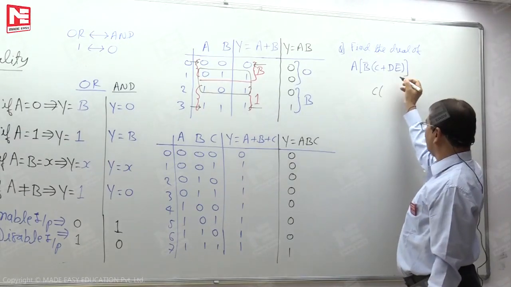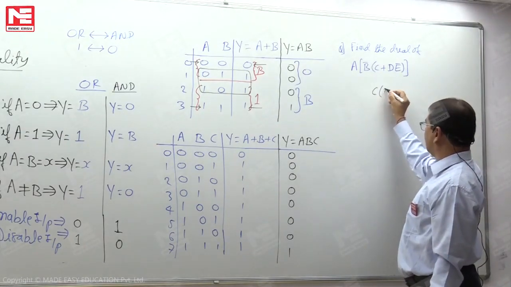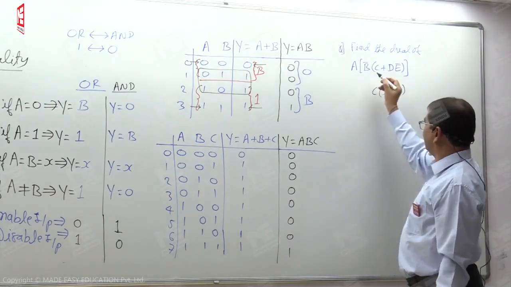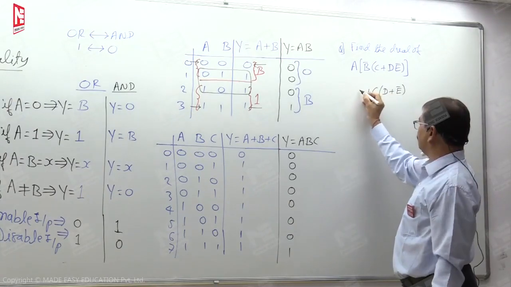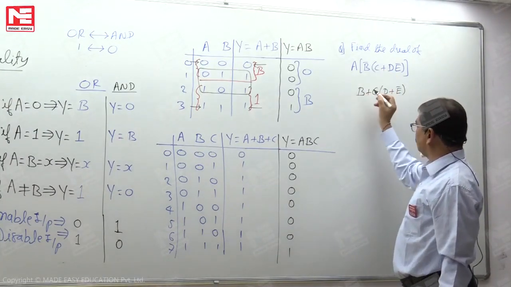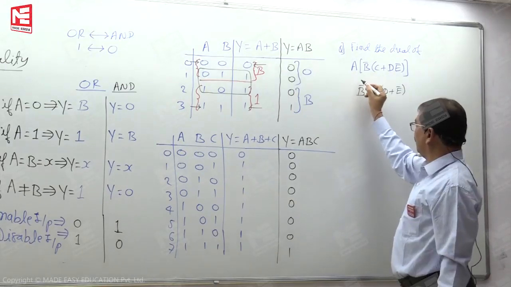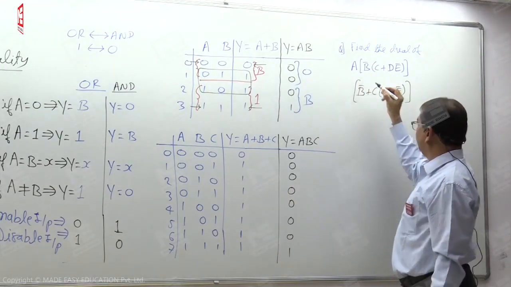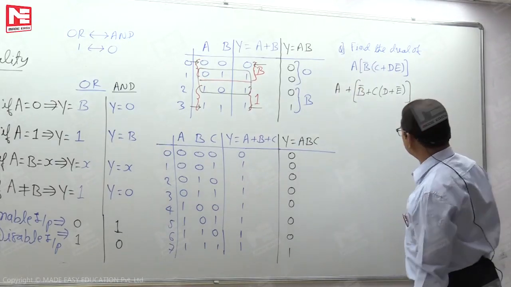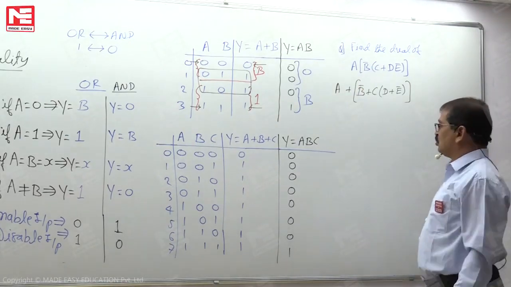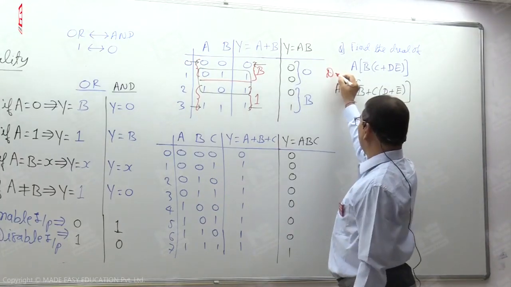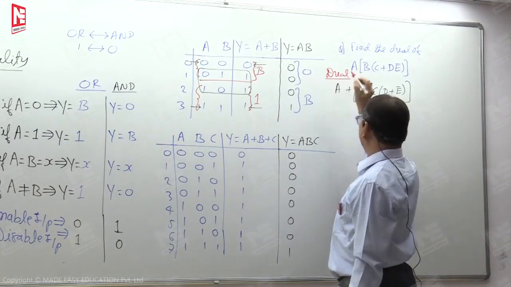Among D and E complement, the AND operation becomes OR operation. This AND operation becomes OR operation. Finally, this AND operation becomes OR operation. So for the given Boolean expression, this is the dual result.